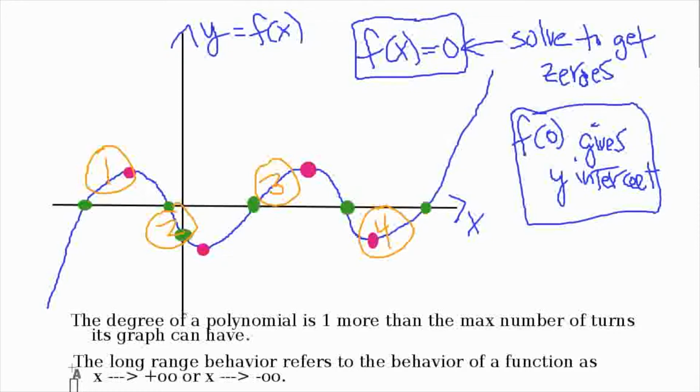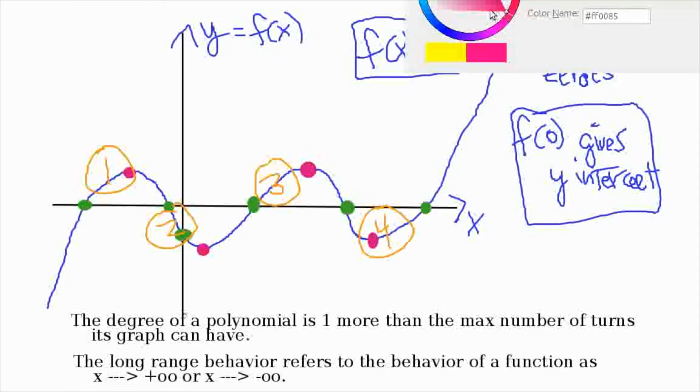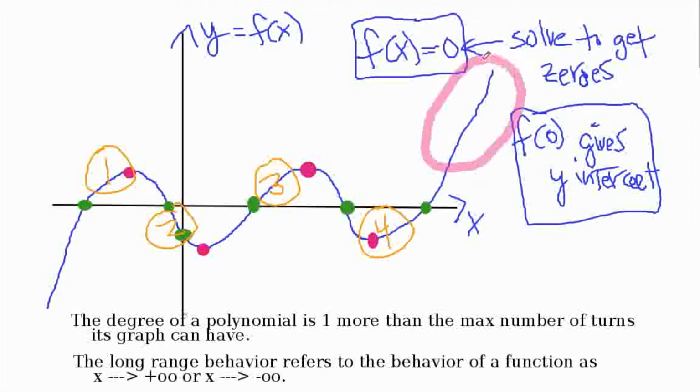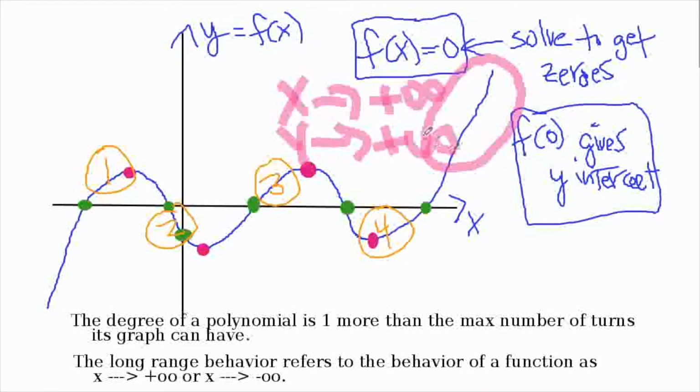Now for a polynomial, that means it'll either get really huge, a huge positive number, or it'll become a big negative number. For the polynomial that I have on the screen, you would say that the long-range behavior as x becomes a big positive number, right here, let me circle it. So as x goes to plus infinity, the function, or y, also goes to plus infinity.